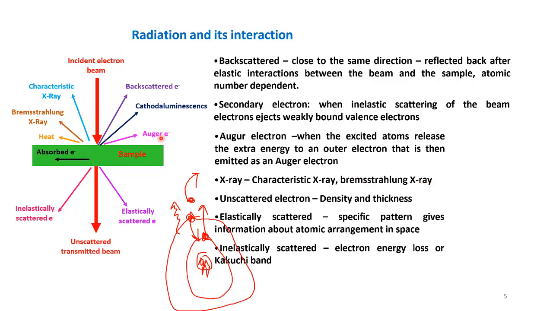So these are all electrons which we are getting because of the interaction with the electron beam. However, the X-rays will be only these two, Bremsstrahlung and the characteristic X-ray. I told the difference between these two already. Then we have the unscattered electron that will get transmitted without interaction with the sample, and this will tell us about the density and thickness of the sample. Then elastically scattered means a specific pattern gives information about atomic arrangement in space, and inelastically scattered means energy is lost, or Kikuchi band.